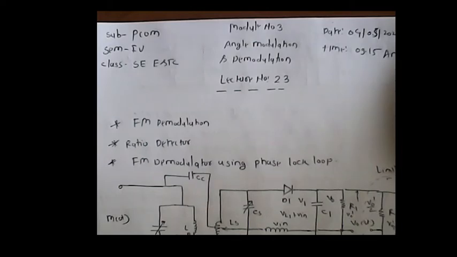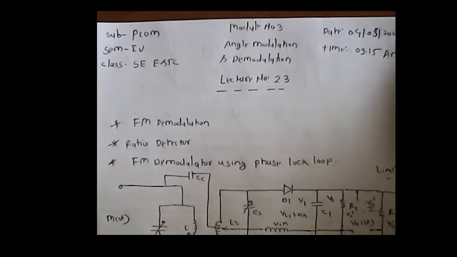and the Foster-Seeley discriminator. In the Foster-Seeley discriminator there is a disadvantage, that is, no use of the limiter circuit. If we do not use the limiter circuit, there is a variation in the amplitude of the recovered signal. So it is necessary to overcome the drawbacks of the Foster-Seeley discriminator circuit, so new circuits will be implemented.